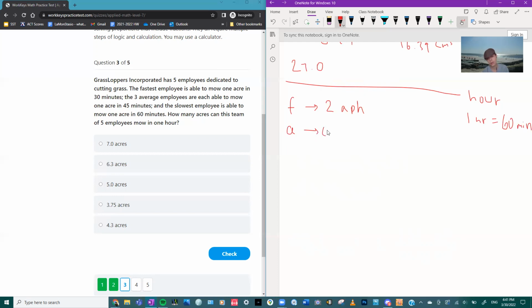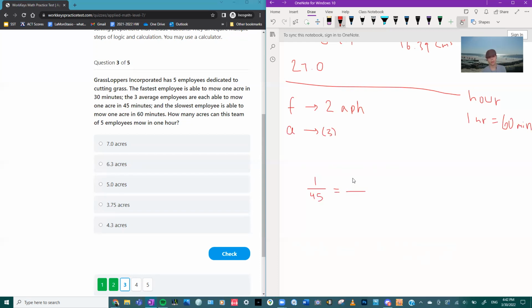All right, now we have the average employees, and their thing is times 3. So let's already put 3 here because we know we're going to have to multiply it by 3, whatever the thing is, because there's 3 of them. They can mow 1 acre in 45 minutes. Now this one's a little bit tricky. So we're gonna have to do proportion, all right? So they can do 1 acre in 45 minutes.